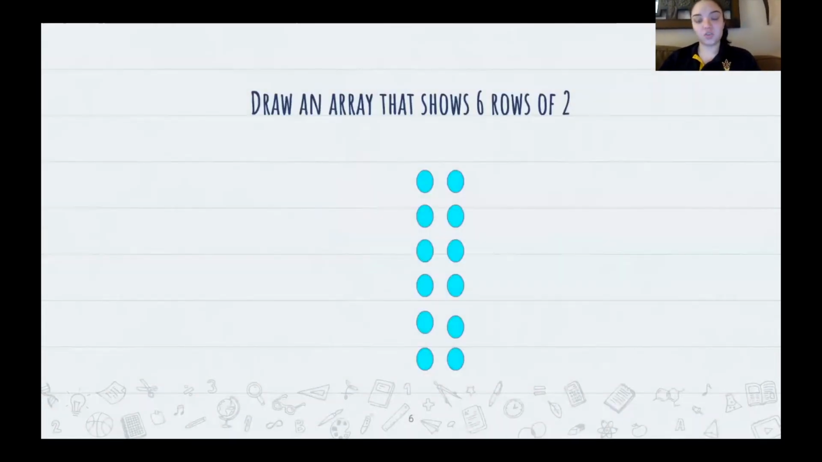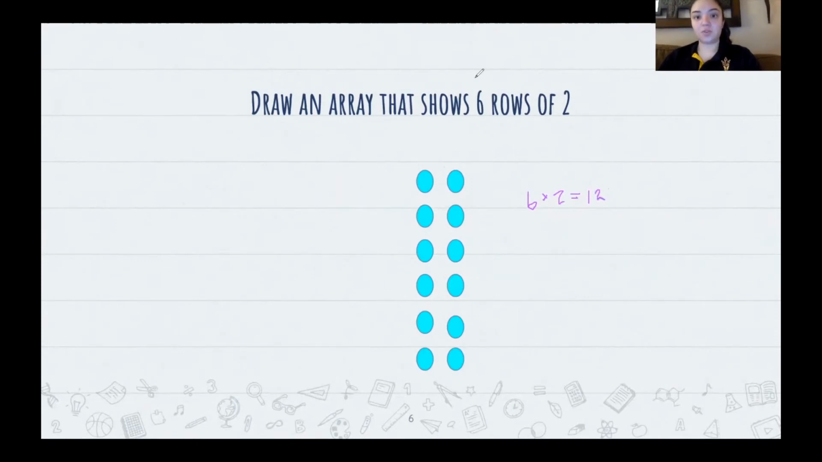So now I'm going to move on to another. Draw an array that shows 6 rows of 2. I already drew that. You can draw that on your whiteboard. So here I have 6 rows of 2. And we're going to write a multiplication problem for that. So 6 rows times 2 circles in each row equals a total of how many? Again, let's skip count. 2, 4, 6, 8, 10, 12. So we have a total of 12 circles.